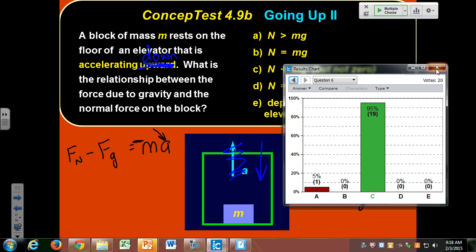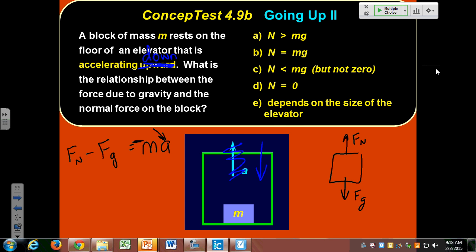Okay, very good. So the normal force here is less than. And the extreme case of this is what? Where our normal force goes to 0. If you're just falling, like say you're in, I don't know, a rocket ship, and now instead of going up, it starts falling down towards the Earth, then you're going to have 0 normal force.